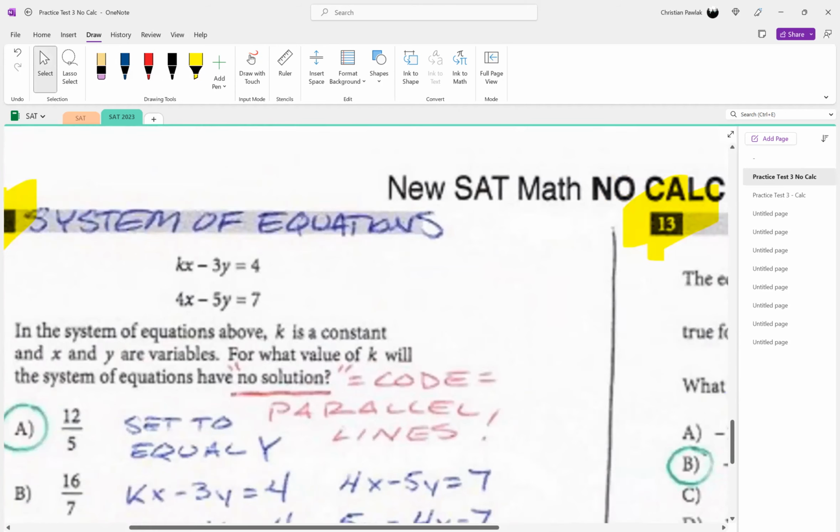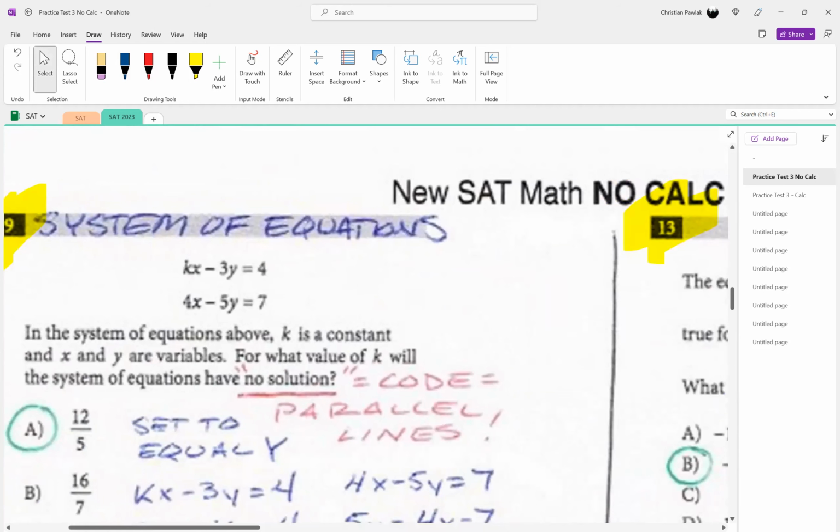Okay, so now what is the question? In the system of equations above, k is a constant, and x and y are variables. For what value of k will the system of equations have no solution? Okay, so no solution means something's wrong, something doesn't add up, okay? But if I know I have a system of equations and these are two lines, the only time two lines never cross is if they are parallel, right? And that's what the key is behind this no solution. It's code for parallel lines.